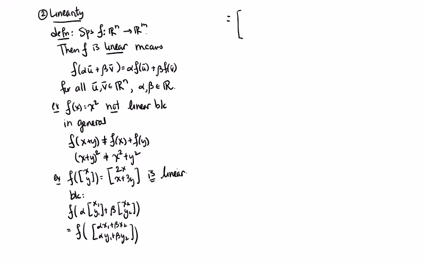So the actual function says the top entry is 2 times x. That's 2 times alpha x1 plus beta x2. And the bottom is x plus 3y. So that's alpha x1 plus beta x2 plus 3 times the y, which is alpha y1 plus beta y2.